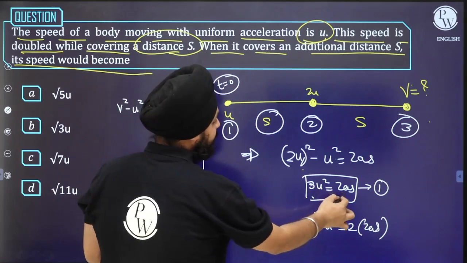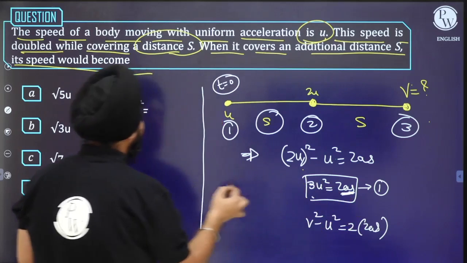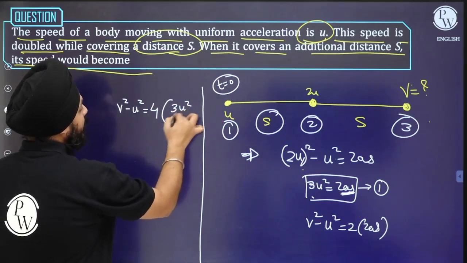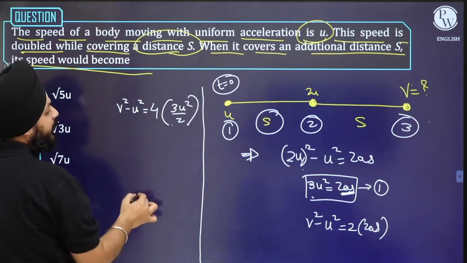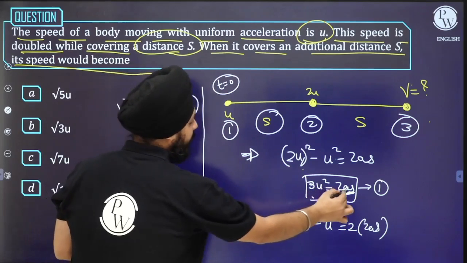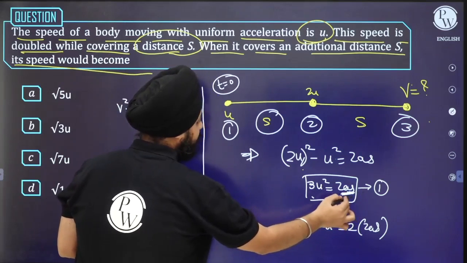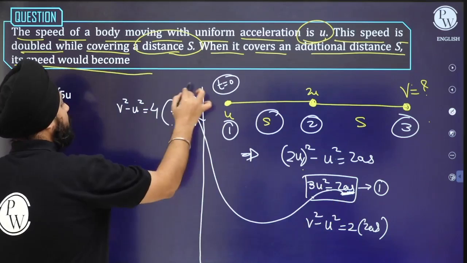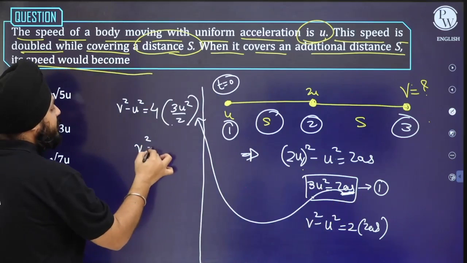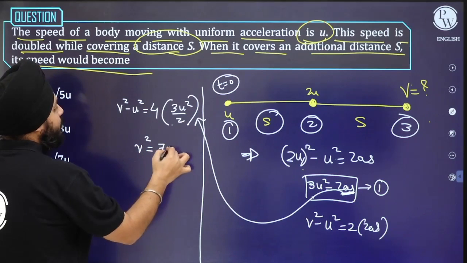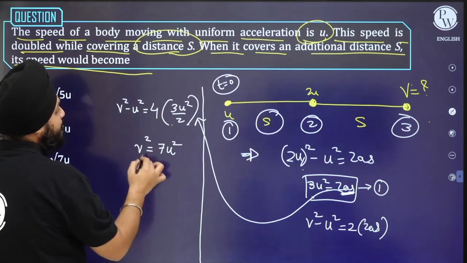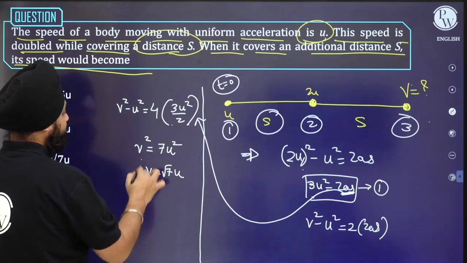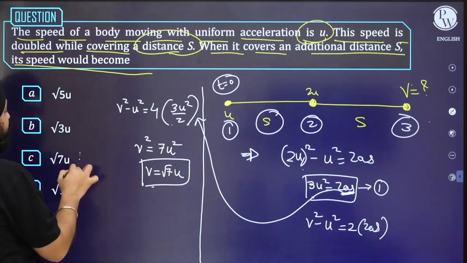If I am replacing the value of as from 3, it will be 3u square by 2. If I am replacing the value of as in this equation, we will get v square is equal to 7u square. So v is equal to under root of 7u. C is the perfect answer.